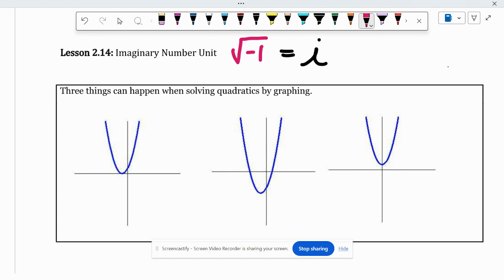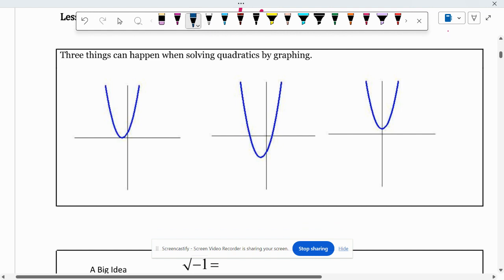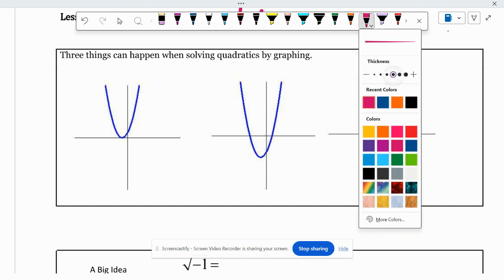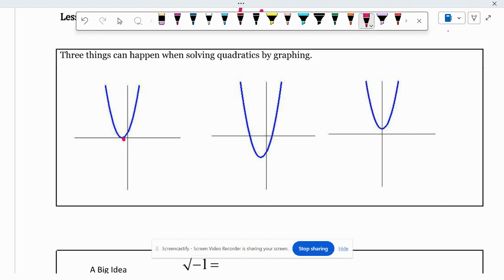So three things can happen when you're solving quadratics by graphing, okay? You could have something like this where the quadratic just touches the x-axis one time, right? And that just means that you have one solution. You guys know that, right? Okay. You could also have something where your graph goes through the x-axis two times.